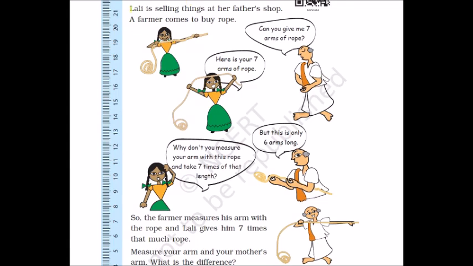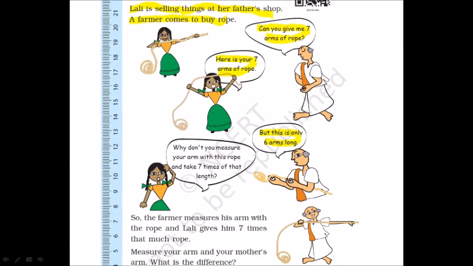Here in the picture you can see Lali selling things at her father's shop. A farmer came to buy a rope. He asked, "Can you give me 7 arms of rope?" Then Lali measured with her arm, "Here is your 7 arms of rope." Now the farmer is saying, "But this is only 6 arms long." Now can anyone tell me why this happens? Lali has measured 7 arms with her hand, but the farmer is saying it's only 6 arms long.